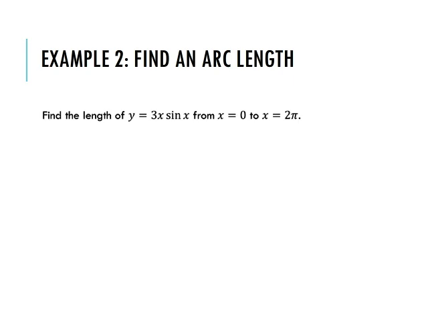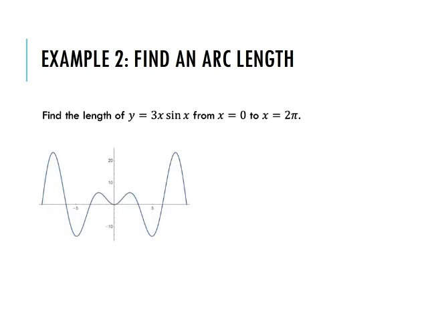This problem asks for us to find the length of y equals 3x sine of x between x equals 0 and x equals 2 pi. So again, we'll start by graphing the function to have some idea what it is that we're looking at. Now we identify the points where x equals 0 and x equals 2 pi on the graph.